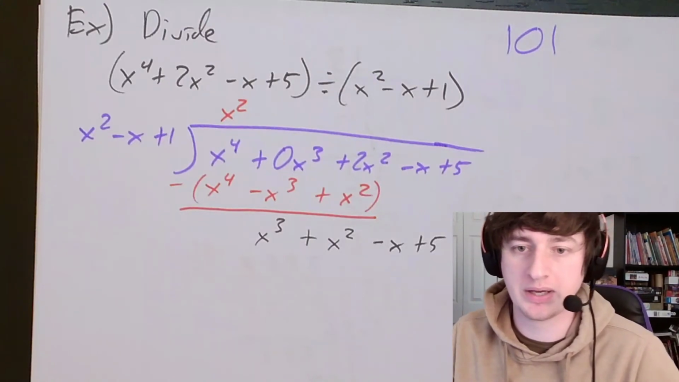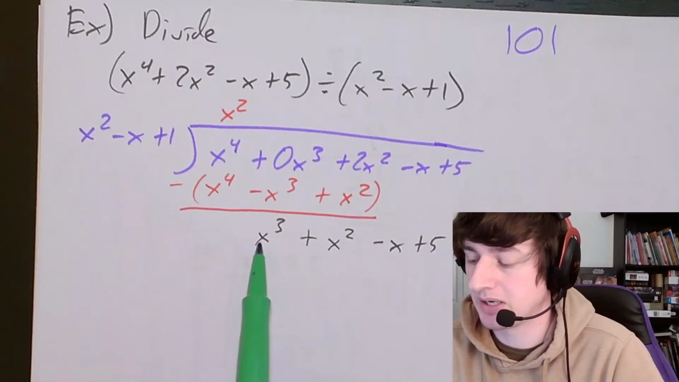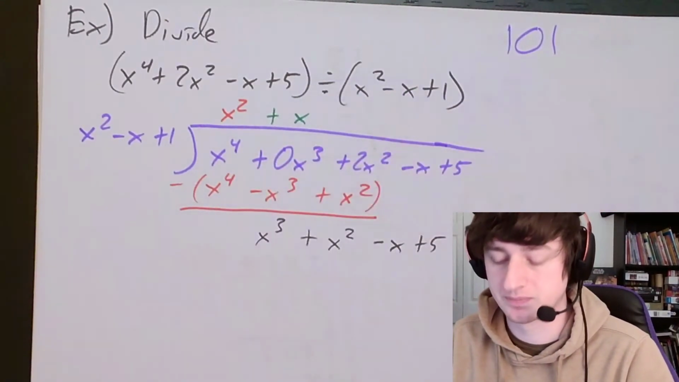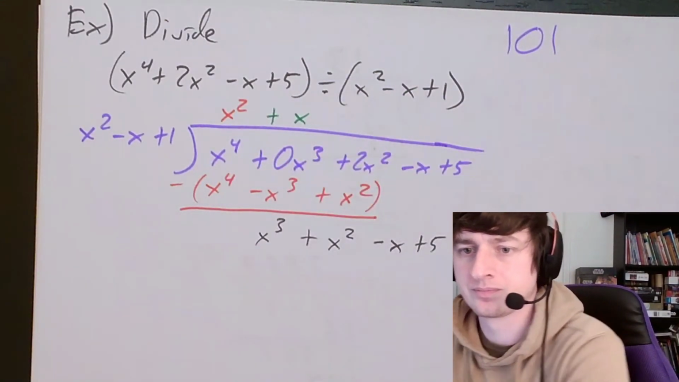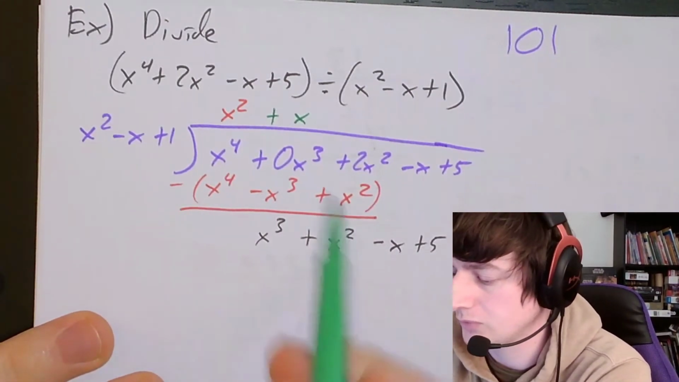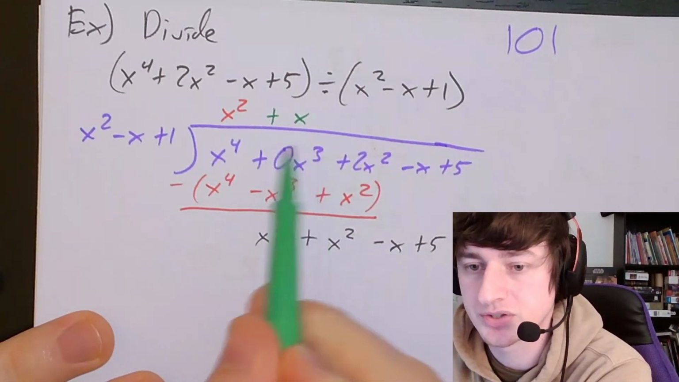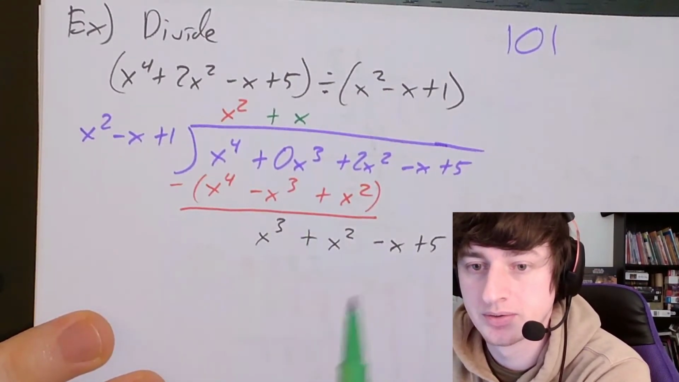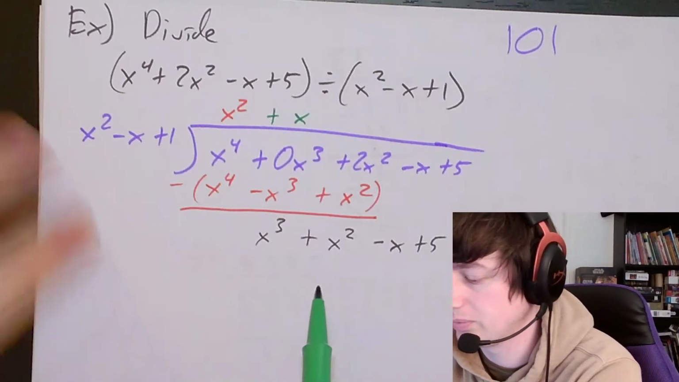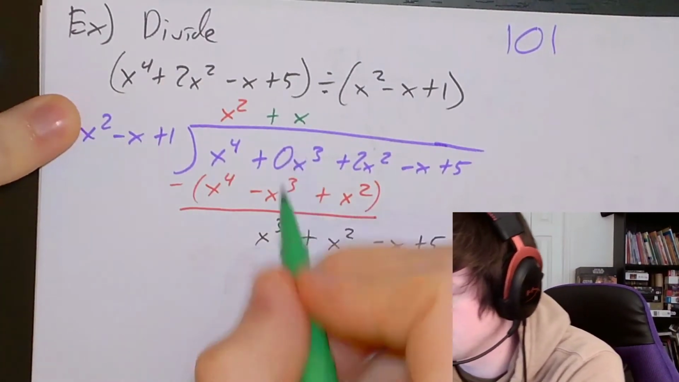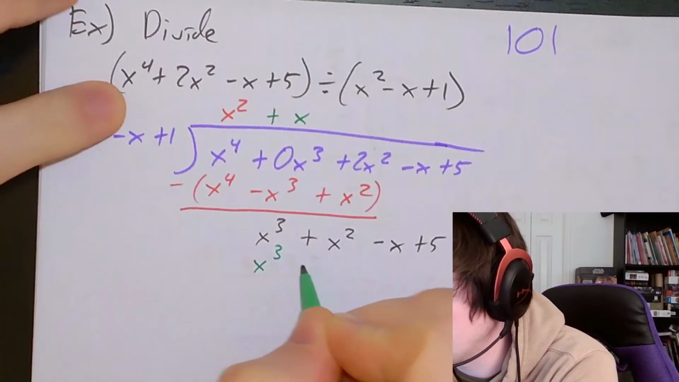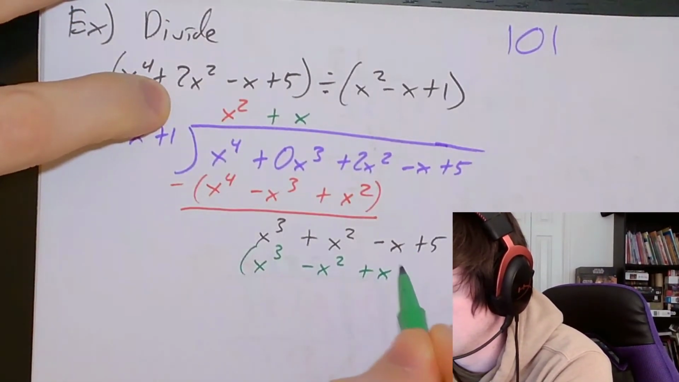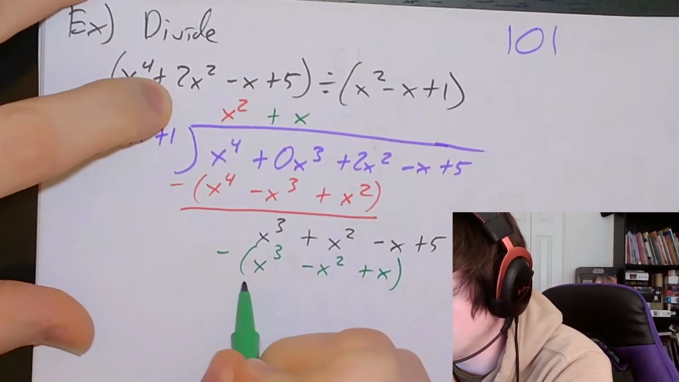What do we multiply x squared by to match an x cubed? Well, that's a single x. Remember, we're no longer looking at this 0x cubed. We're looking at this x cubed because we had to subtract. So if I multiply all this stuff by an x, I get x cubed minus x squared plus an x. And we're going to subtract all this stuff.